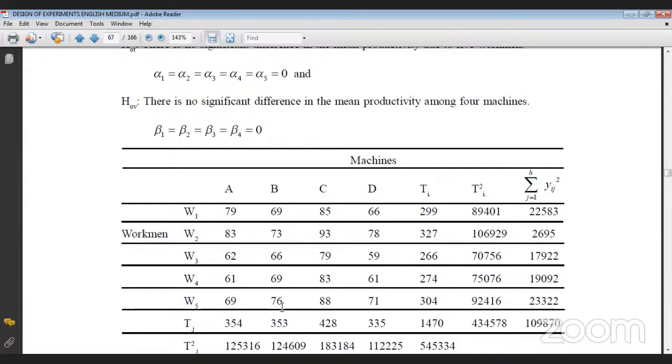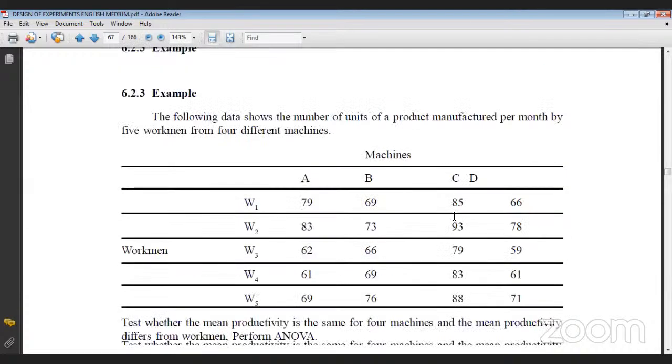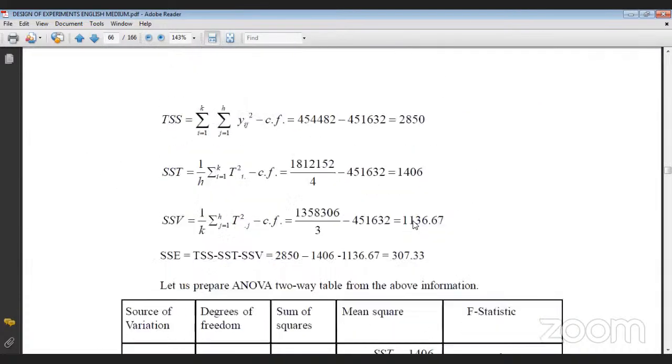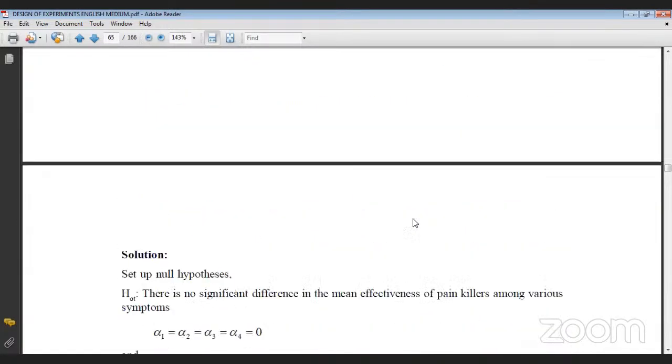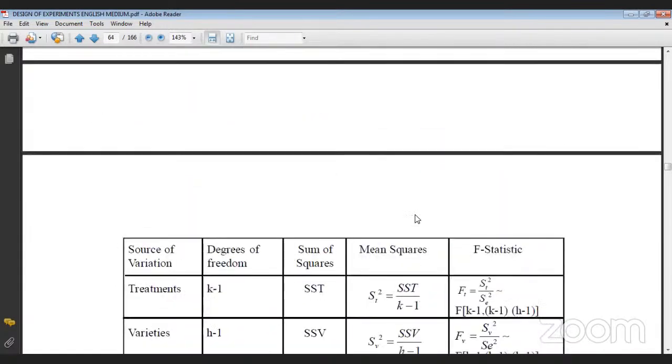Monica, am I audible? Sorry, sir, I muted it. How did it come to 22583? How did it become that? I'm also not getting it, sir. I even multiplied Ti square into Tj square also. It's not coming, I think.